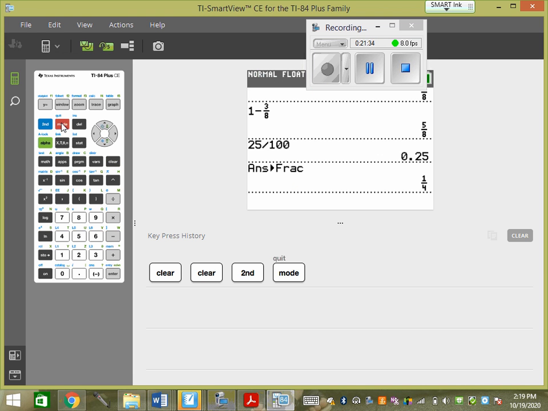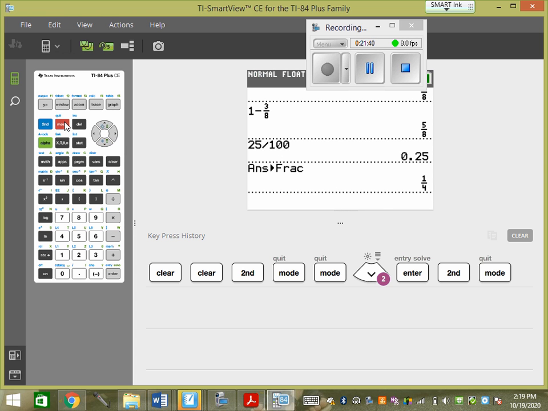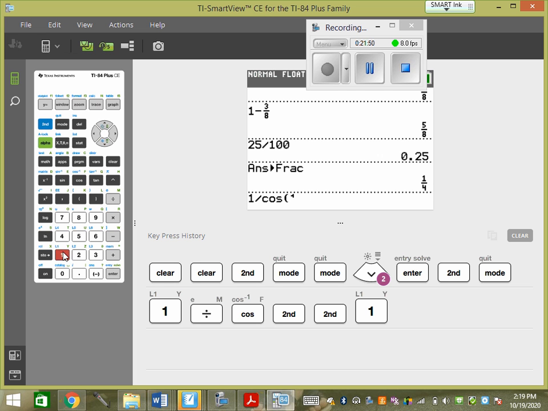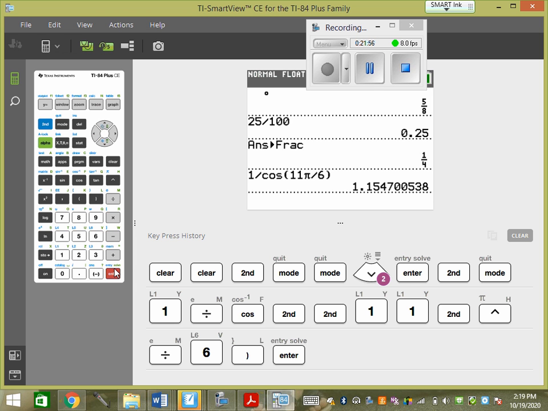Okay, so I'm going to go to mode. Make sure I'm in radian. Okay, I am. Second quit can get me out of there. And then I'm going to go 1 divided by cos, what did I say? 11 pi over 6? Is that 11 pi divided by 6? And I get that. That bothers me because it doesn't look like what I was actually typing in.